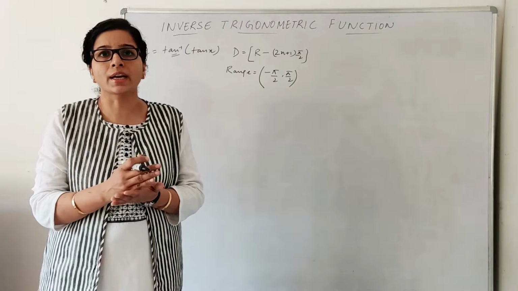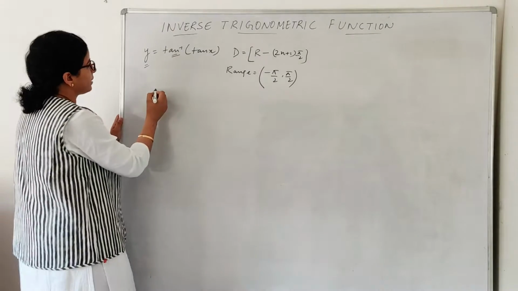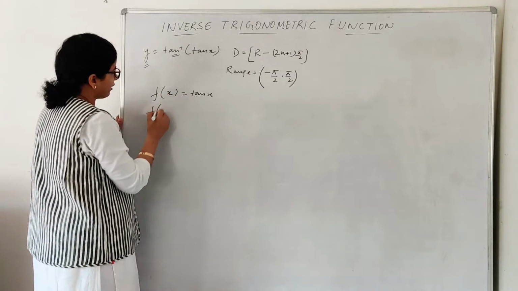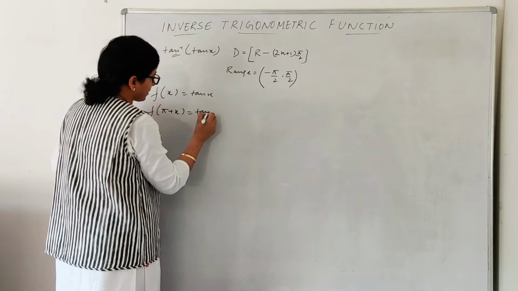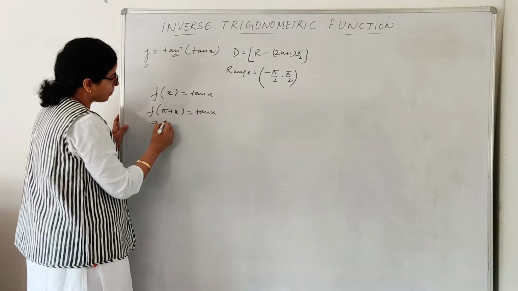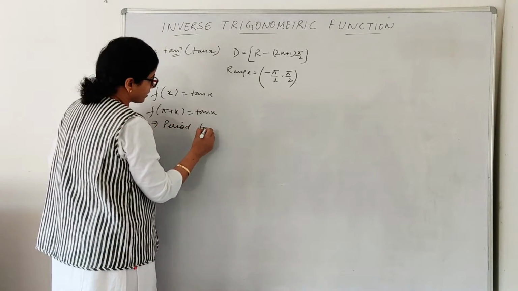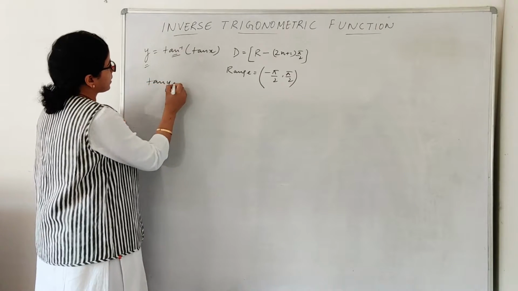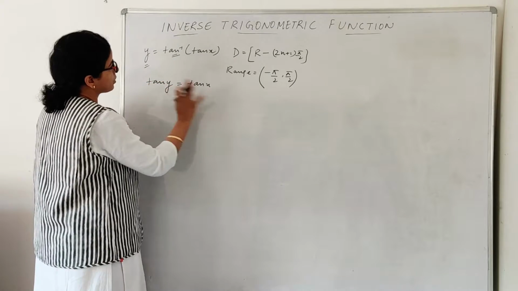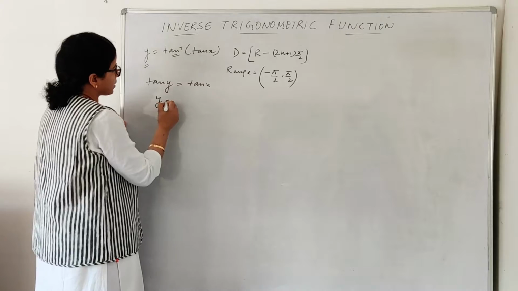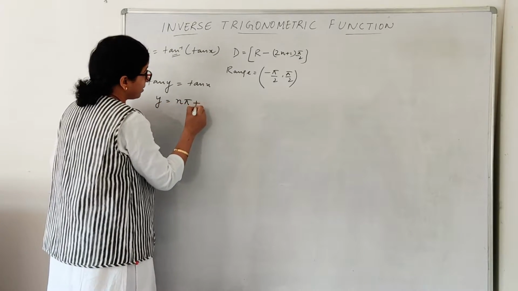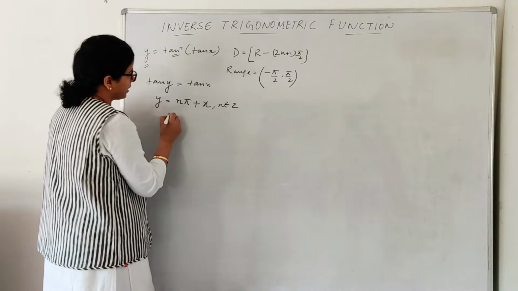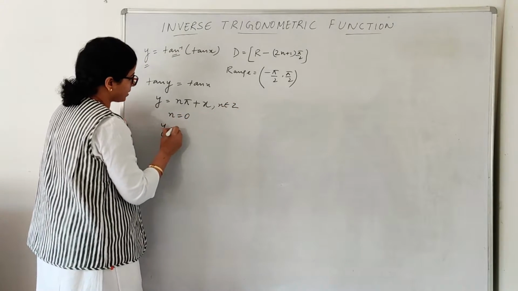The period for tan x is pi. For example, if I write f(x) is tan x and f(pi plus x) is tan x, right? So the period for tan x is pi. We will take the general solution. So tan y equals to tan x, which gives y is equal to n pi plus x, and n belongs to Z here. First of all, n is equal to 0. So y is equal to x.